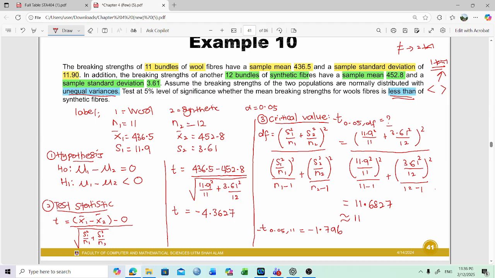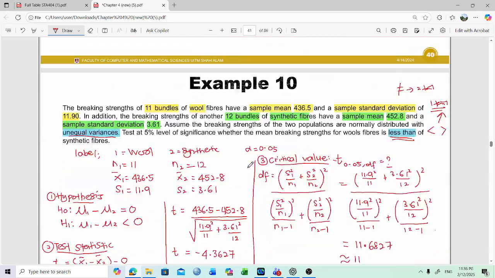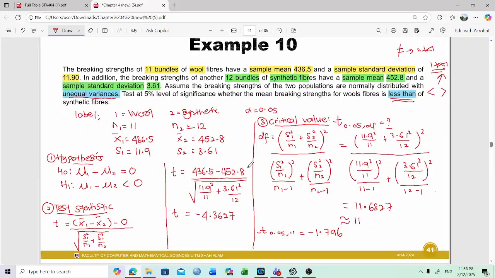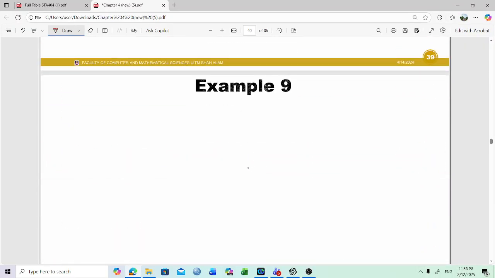The next one, you will proceed to decision. For this one, I will do it here since I have no more space. This is step number 4, decision. Always remember to begin your answer with the rule. Rule here, you can only reject the null hypothesis if and only if your test statistic is less than negative CV, then you may reject your null hypothesis. This is the rule for how you reject the null hypothesis.